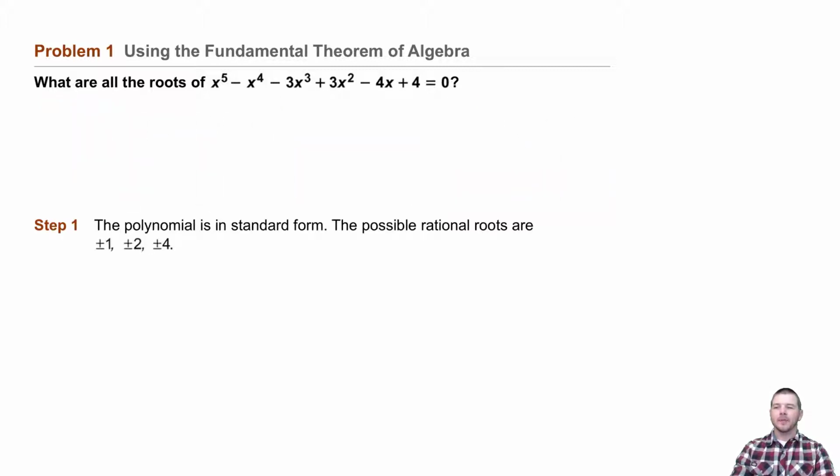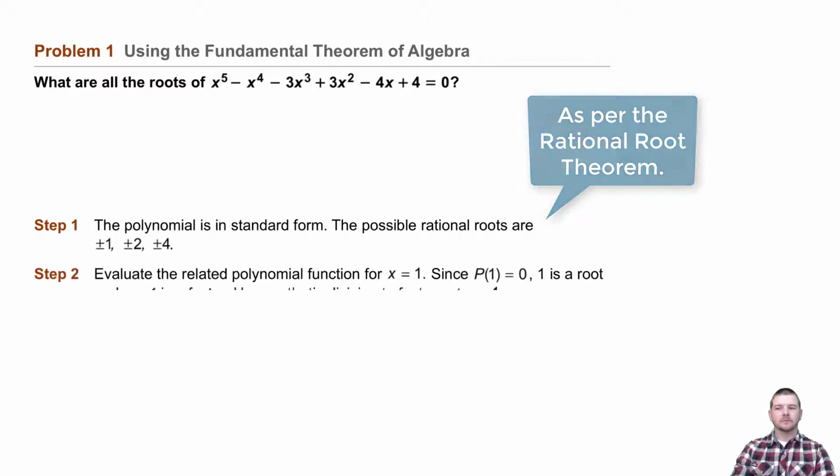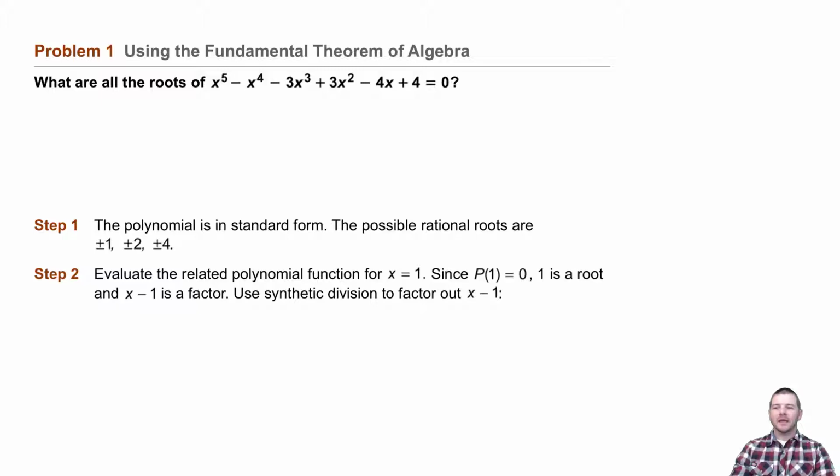Step 1. The polynomial is in standard form. The possible rational roots are plus or minus 1, plus or minus 2, and plus or minus 4. Step 2. Evaluate the related polynomial function for x equals 1. Since p of 1 equals 0, 1 is a root, and x minus 1 is a factor.